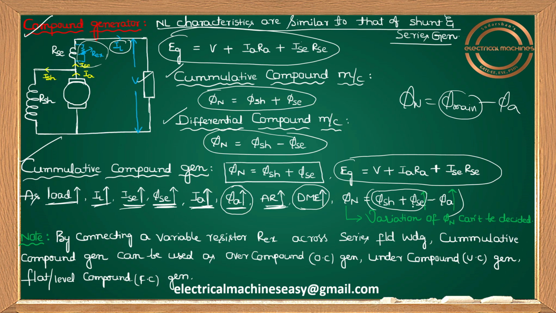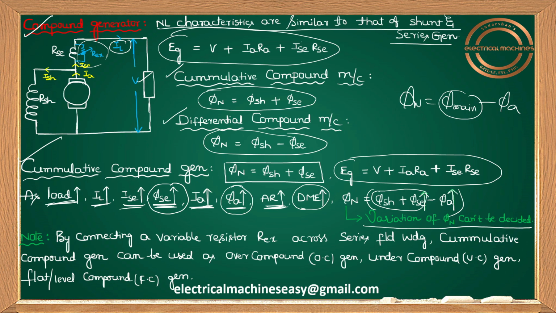So guys, here my question is, already told, as load increases, phi s increases. Yes, phi s is increasing, and phi A is also increasing. So please tell me, if phi s is increasing and phi A is also increasing, can you decide the variation of your net flux? No, because if phi s is more dominant, I may say that phi net is increasing. If phi A is more dominant, I may say that phi net is reducing. But I cannot justify the variation of net flux here. Variation of net flux cannot be decided here.